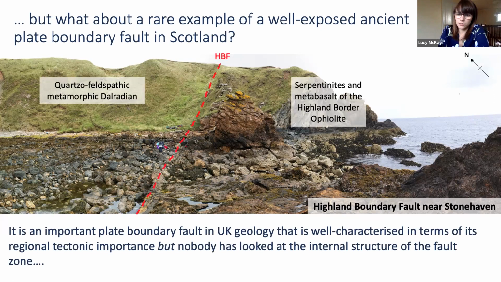So comparable to the San Andreas fault, you've got these wall rocks of different lithologies on either side. So you've got the quartzo-feldspathic wall rocks, which belong to the Dalradian Supergroup, which underlies most of the Scottish Highlands. And then on the south side of the fault, like the San Andreas, you have these serpentinites that come from oceanic crust. So like I say, unlike the San Andreas fault, the Highland Boundary Fault is relatively well exposed, but nobody has looked at its internal structure.